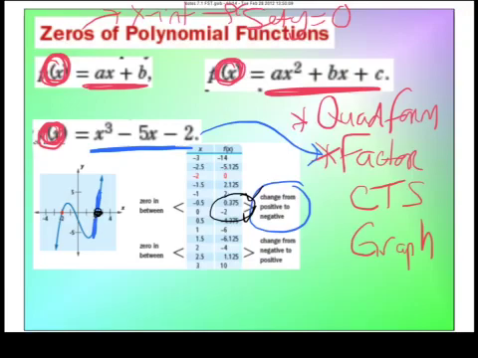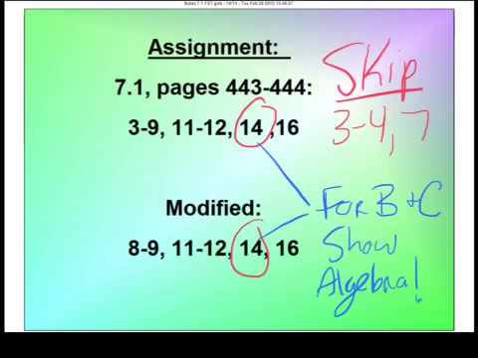Your homework assignment here is what's listed. You can skip 3, 4, and 7 for the regular assignment. And for 14 parts B and C, I want you to find the y-intercept and the x-intercept. And you need to show some algebra to prove to me you can find it. You can use your calculators to confirm, but prove it with the algebra.